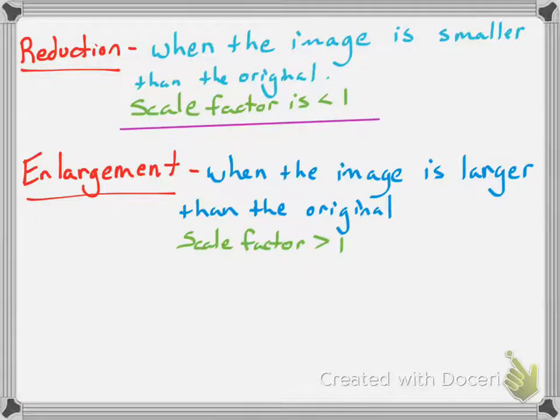A reduction, the scale factor is less than 1. Think about it. Let's say the scale factor is a half. If I do 4 times a half, that gives me 2. It makes the number smaller. So that makes the whole shape a reduction, a smaller shape. When we're enlarging, it has to be greater than 1. Because when I multiply by 2, it makes the side bigger.